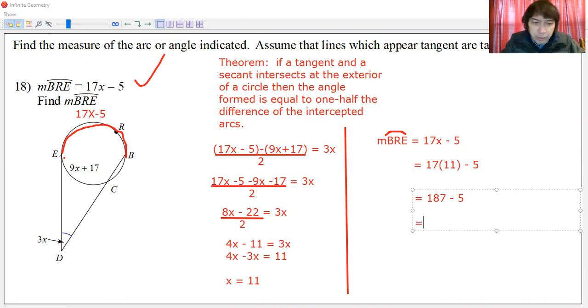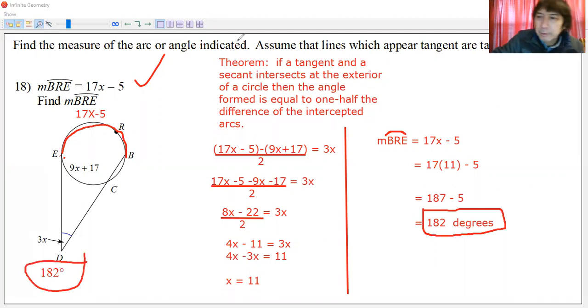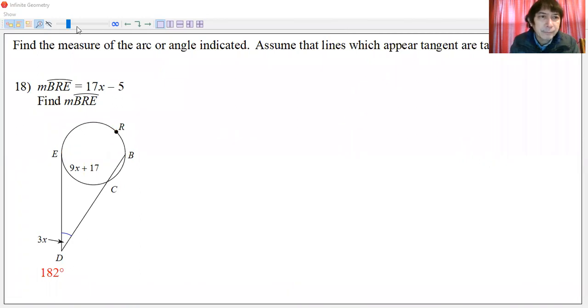Final answer, in degrees: it's 182 degrees. Let's check and verify the answer below the diagram. It's 182 degrees as displayed there. This is correct. All right, let's continue with number 19.